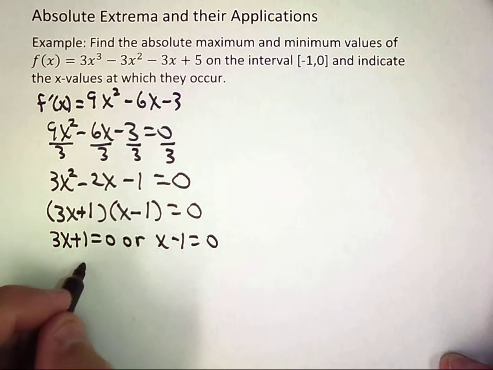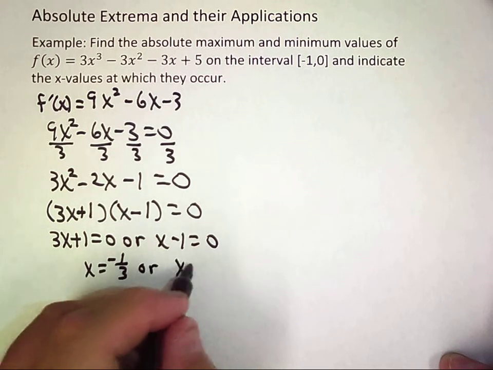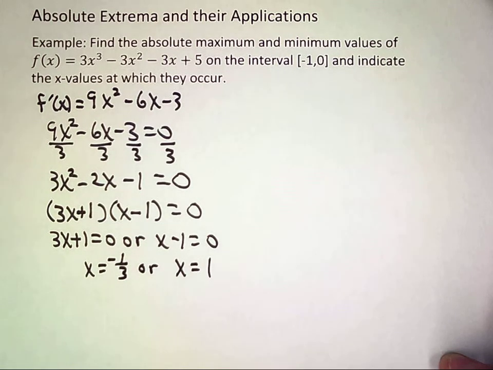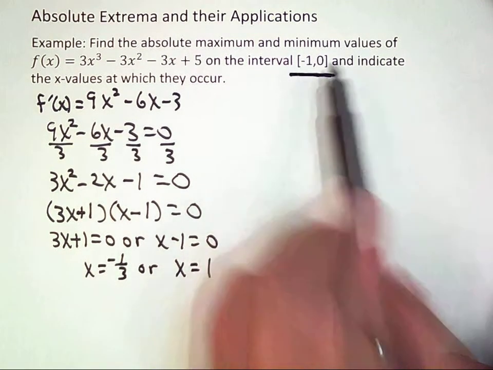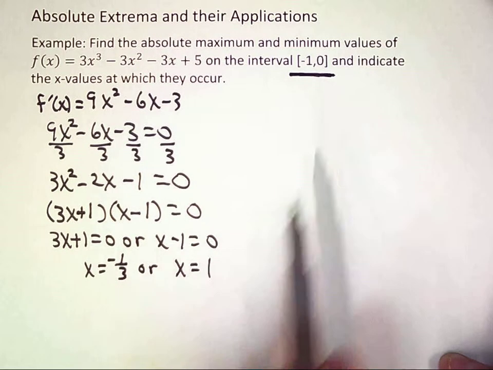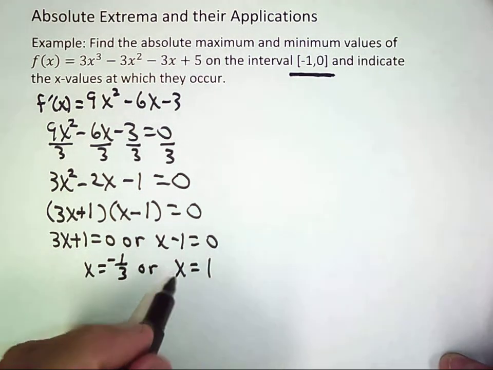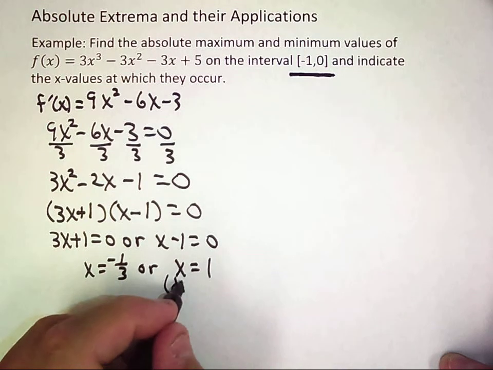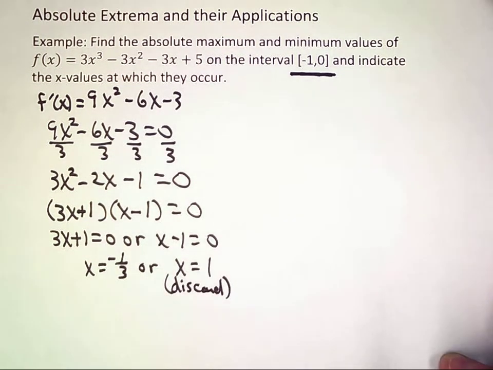If I solve that for x, I get x equals negative 1/3. If I solve that for x, I get x equal to 1. So those are my critical values. But now remember, I'm restricted to this closed interval -1 to 0. -1/3 is in there, but 1 is not. 1 is not in the interval from -1 to 0. So I'm going to discard that critical value, because it's not in my closed interval.